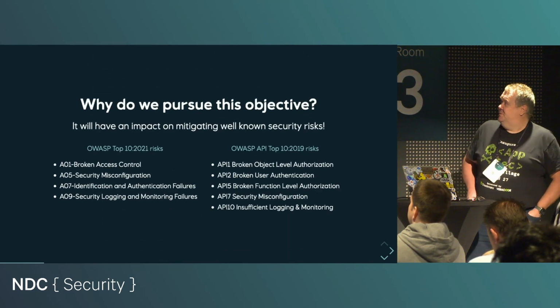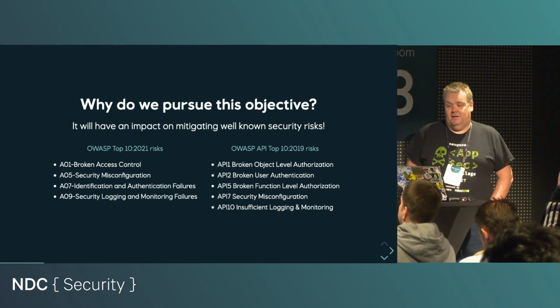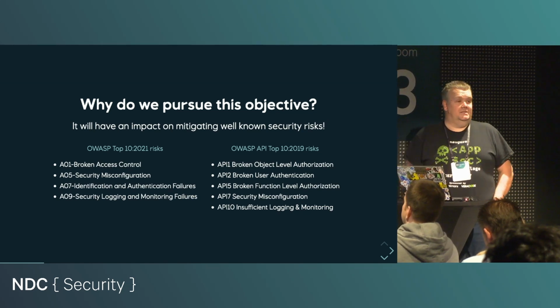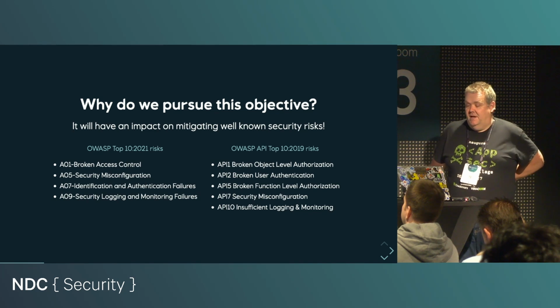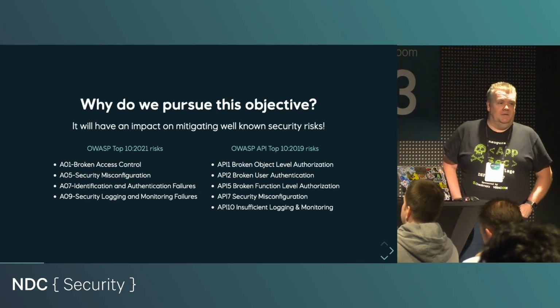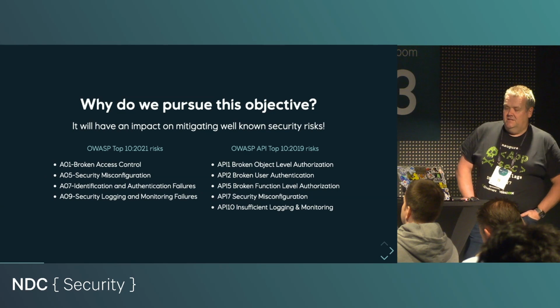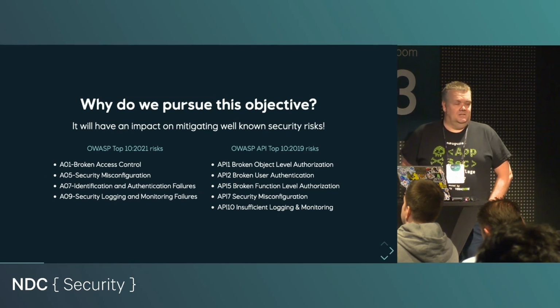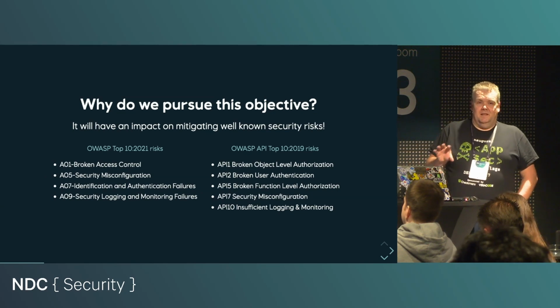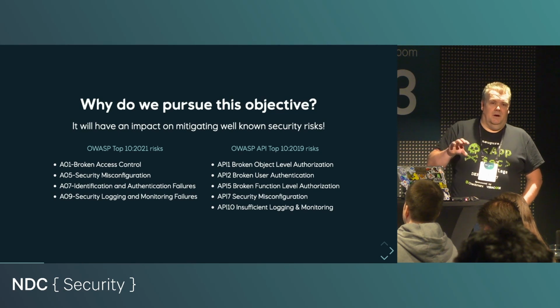Why do we pursue this objective? Well, it will have an impact on mitigating well-known security risks, the stuff that you see in the OWASP Top 10, both for web apps and APIs, like broken access control, misconfiguration, and so on. Most of these kinds of things were in play in our scenario.